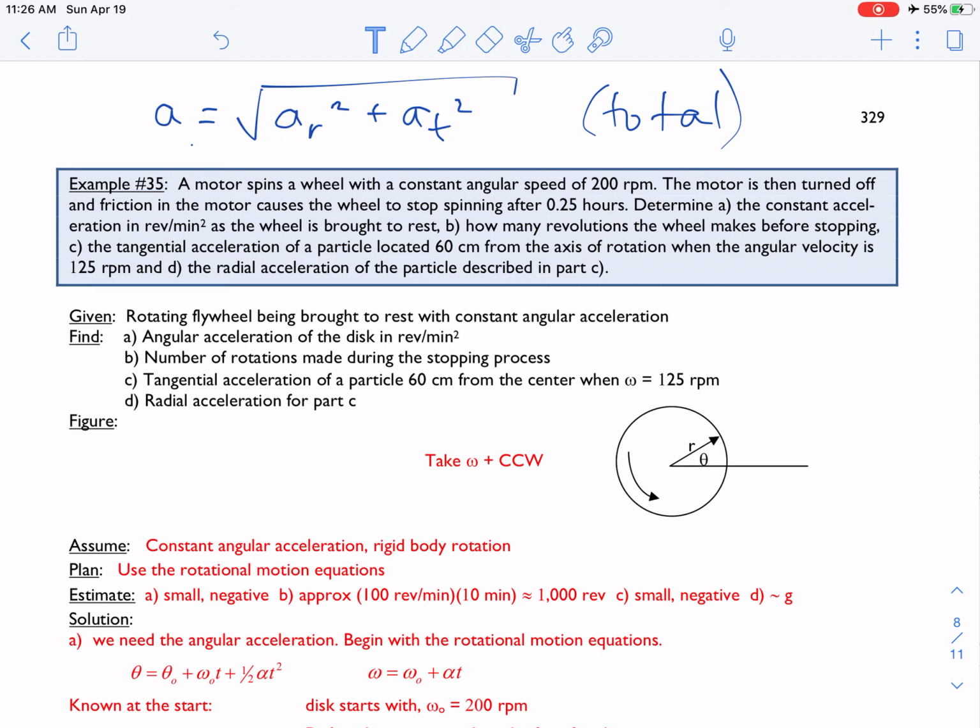The motor is then turned off, and friction in the motor causes the wheel to stop spinning after a quarter of an hour. We will determine the constant acceleration in revolutions per minute squared as the wheel is brought to rest, how many revolutions the wheel makes before stopping, the tangential acceleration of a particle located 60 centimeters from the axis of rotation when the angular velocity is 125 rpm, and the radial acceleration of the particle described in part C.